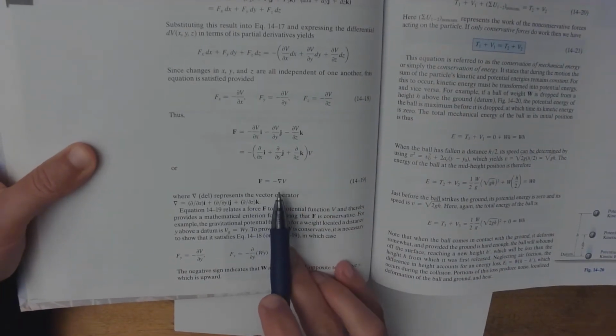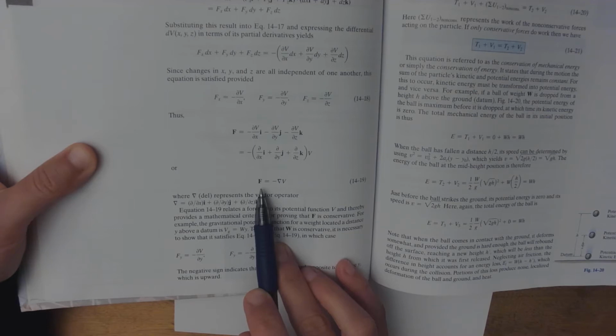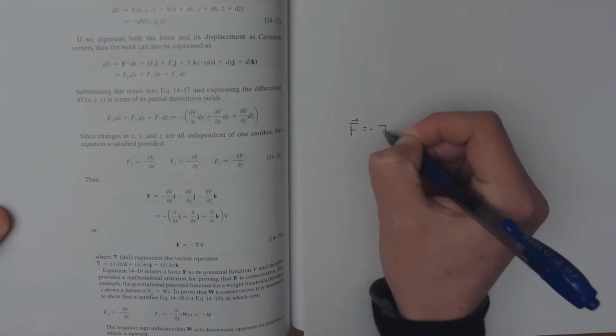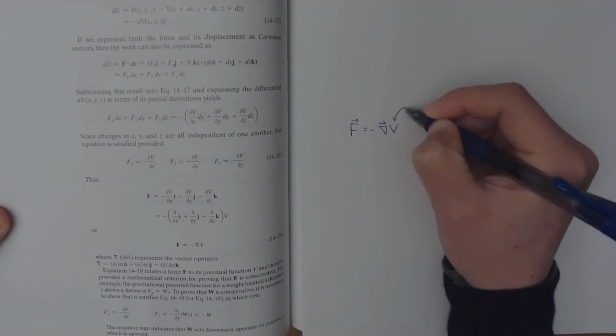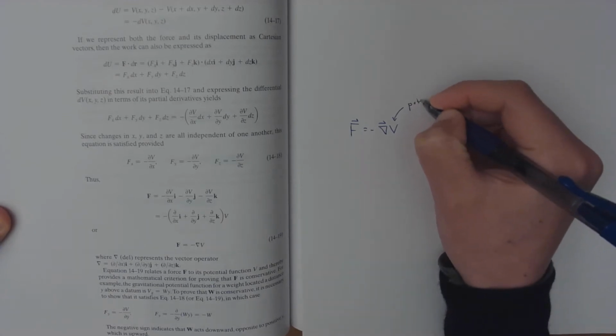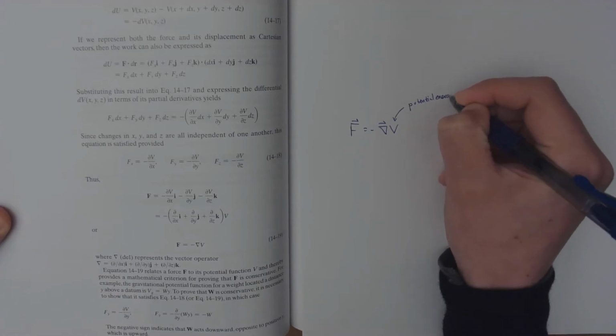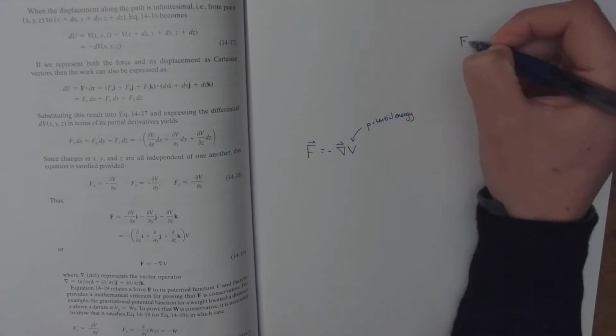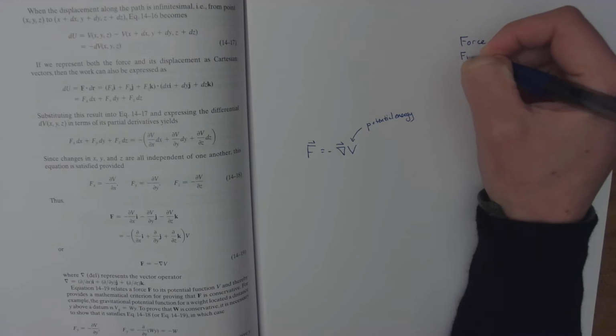Now we're going to move down to equation 14-19, where they say the force F is equal to the negative gradient of V, where this is potential energy. There's a video that I have for Physics 261, and it might be helpful for you to watch this video if you didn't take Physics 261 with me, because in that video I talk about the relationship between a force and a field and a potential energy.